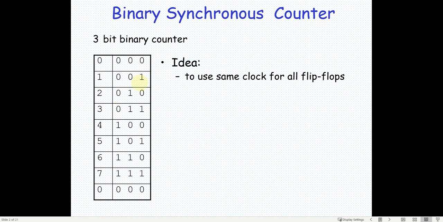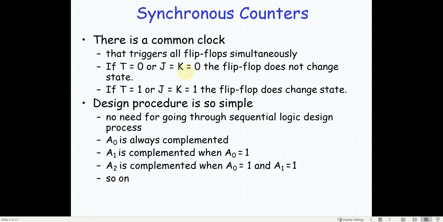But the most important thing in the synchronous counter is that it need not be a sequence. It could be any, it could be 1 4 3 2 1 7, whatever you want. It could repeat also. You can have 1 3 1 4 1 5, you can have that kind of sequence also. You just have to make the present state and the next state accordingly, and then make the combinational circuits accordingly, right? So that is the advantage with the synchronous counter. Here there is a common clock that triggers all.